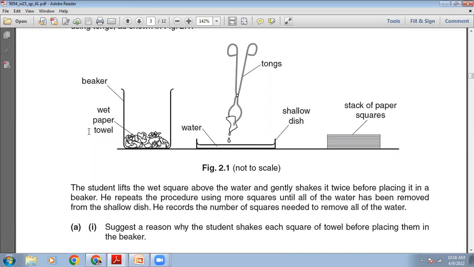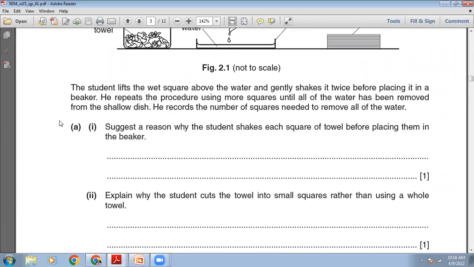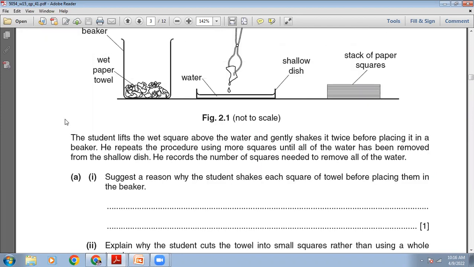The student lifts the wet square above the water and gently shakes it twice before placing it in a beaker. He repeats the procedure using more squares until all of the water has been removed from the shallow dish. He records the number of squares needed to remove all of the water. So question number 2A, first part: suggest a reason why the student shakes each square of towel before placing them in the beaker.